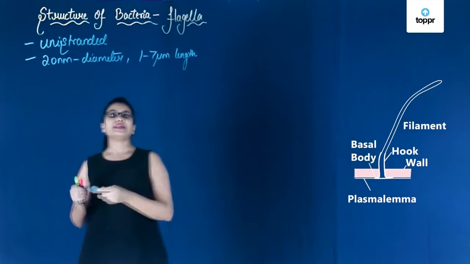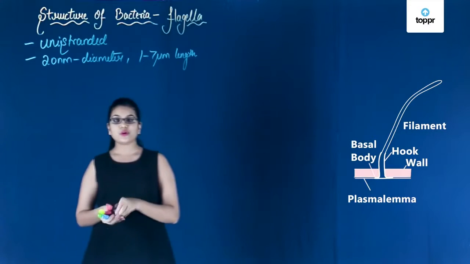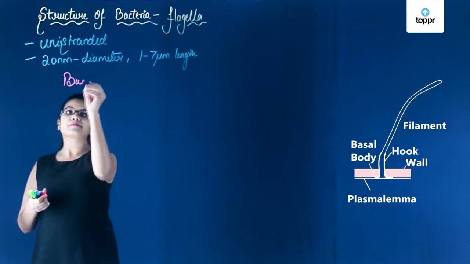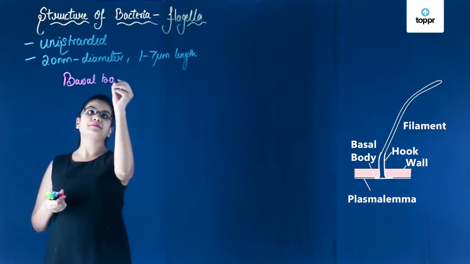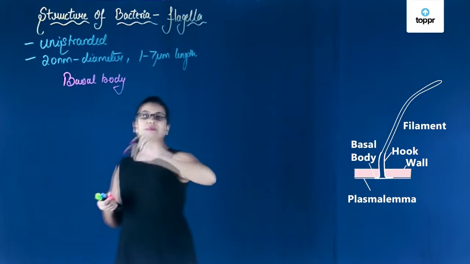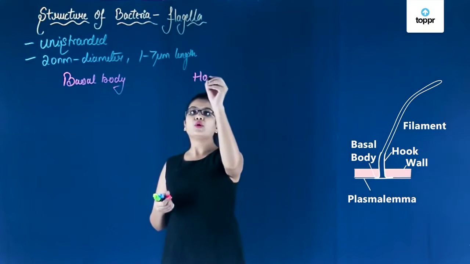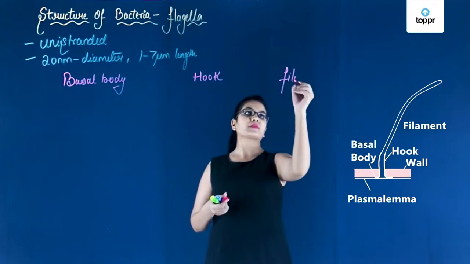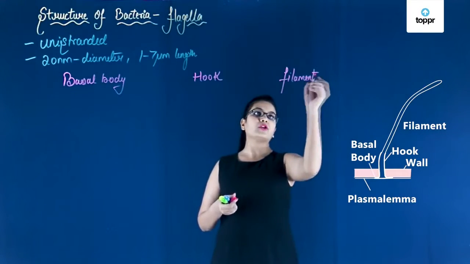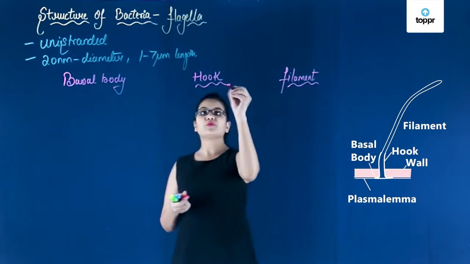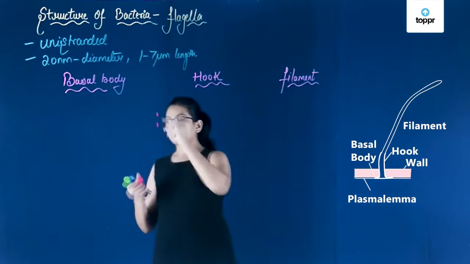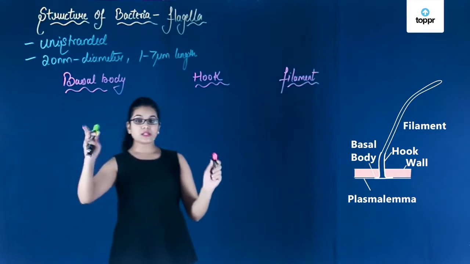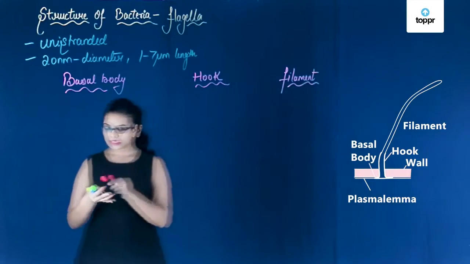Apart from this, we will see that the bacterial flagella is composed of 3 parts. The first part is called the basal body. The second part will be called the hook, and the third part is called the filament. So these are the 3 parts which form the bacterial flagella. You can observe in the figure that flagella is present here. Now first coming to the basal body, let's observe what is given there.